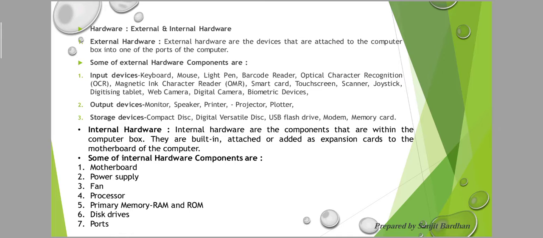Okay, here are some examples. Input devices: keyboard, mouse, light pen, barcode reader, optical reader, smart card, touch screen, scanner, etc. Output devices: monitor, speaker, printer. Storage devices: compact disc, digital versatile disc (DVD), USB flash drive, etc. These are all examples of external hardware.